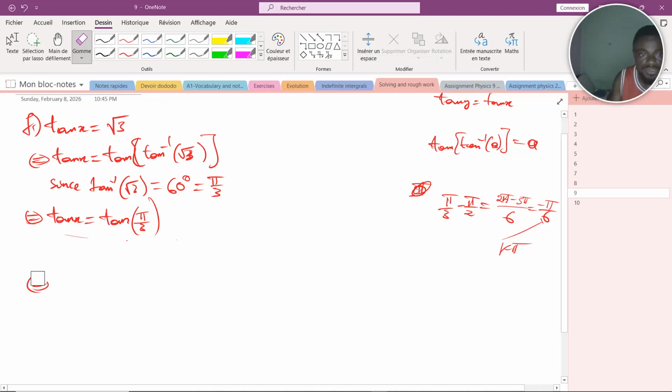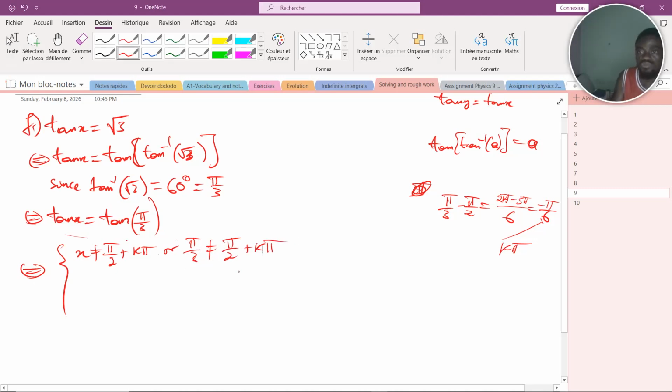Let me wipe this. So we are at this level. We know that the general solution of this must be in such a way that, first of all, this x must be different from what? Pi on 2 plus k pi. Is that okay? Or this pi on 3 must be different from pi on 2 plus k pi. That's the first conditions we have to bring out.